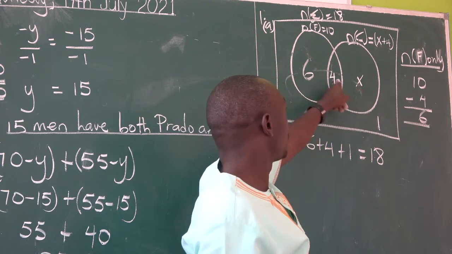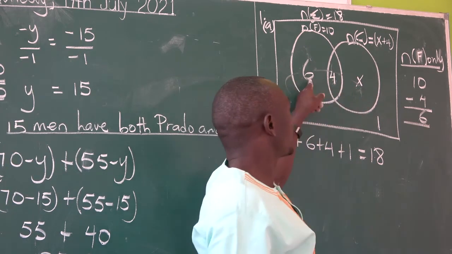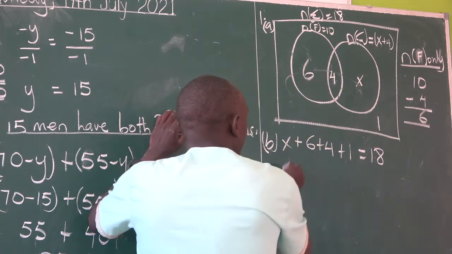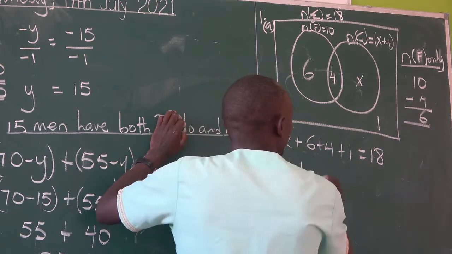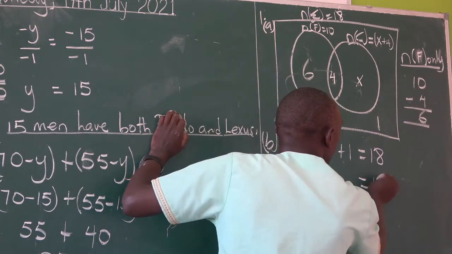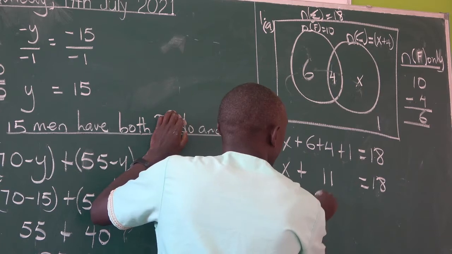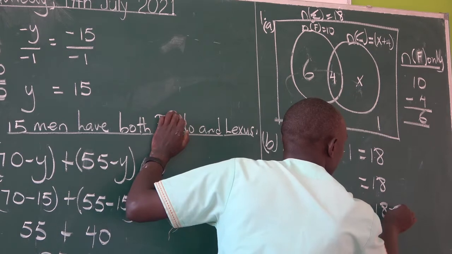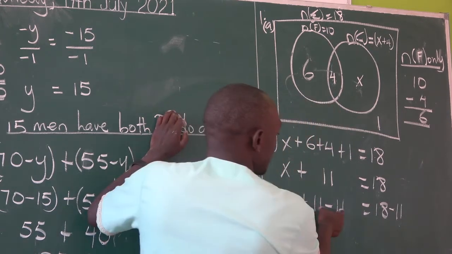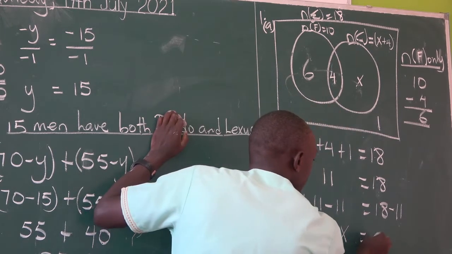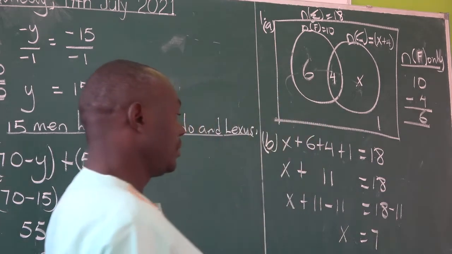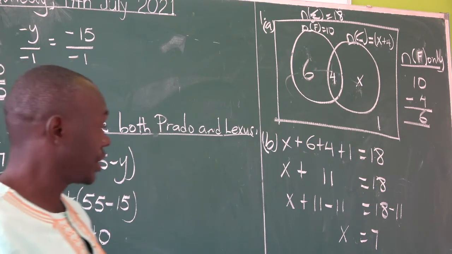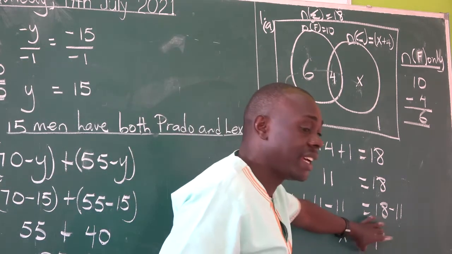So I've got X plus 4 plus 6, any order, X plus 6 plus 4. Don't forget the 1. Plus 11 equals. So we get X plus the total, which is 11, equals 18. Algebra: X plus 11 minus 11 equals 18 minus 11. Good, this is a 0. So I've got X is equal to 7. What you must never do is write any unit on the value.